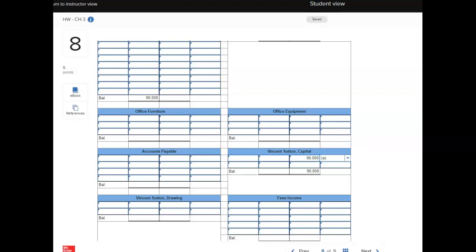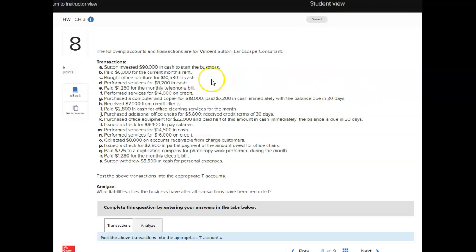Now let's do transaction B. Paid $6,000 for the current month's rent. What 2 accounts are involved? Well, we paid cash, so cash is involved, and we paid for rent expense. So rent expense is involved.